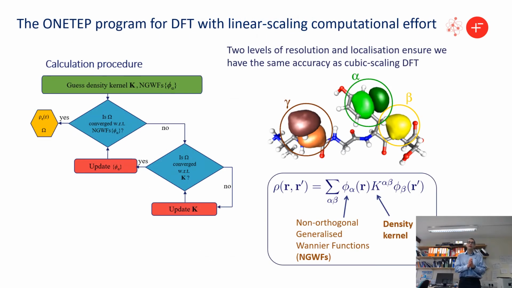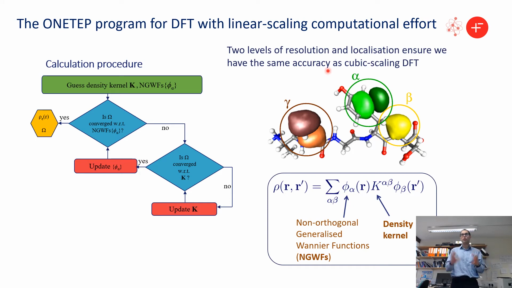Now, in my research, I have been working on the development of methods for large-scale DFT calculations for overcoming this cubic scaling barrier. And the method we have been developing is called ONETEP. It's the ONETEP program, which achieves linear scaling computational effort. So the computational effort increases linearly with the number of atoms, but most importantly, we do this while retaining the same level of accuracy as conventional density functional theory.